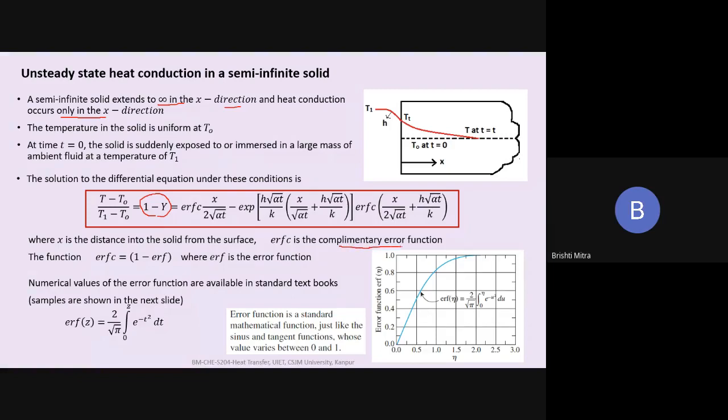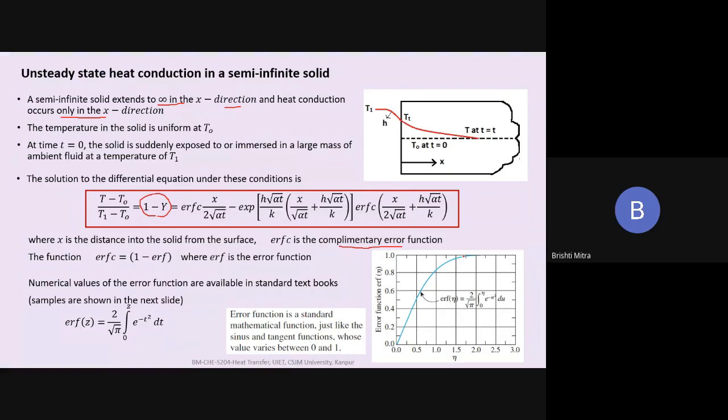What is error function now? First, let me talk about error function, then I'll tell you what is complementary error function. The error function is a standard mathematical function. The error function of z, for example, is equal to 2 by square root of pi, integrating from 0 to z, e to the power minus t squared dt. If you plot the error function versus this value, you will get a plot like this. These are like standard mathematical functions, just like the sine function or the cos function or the tangent function. And the values of the error function range from 0 to 1.